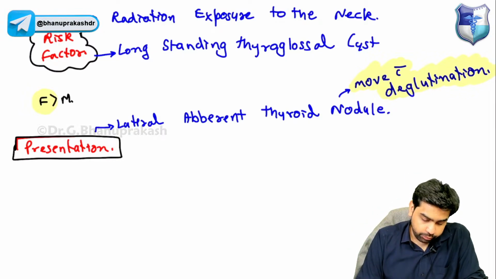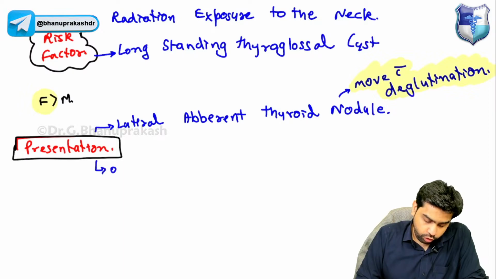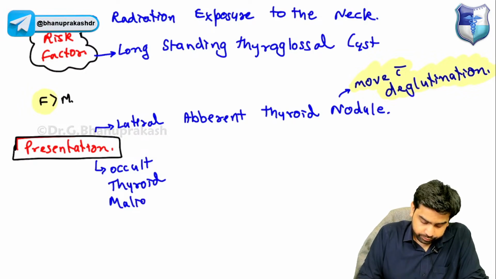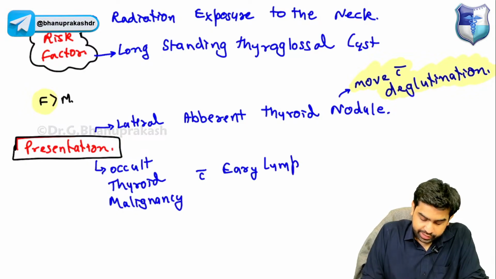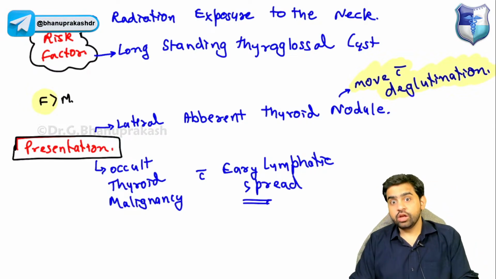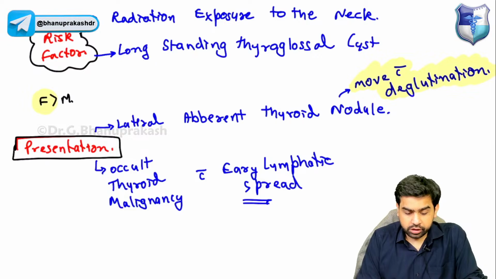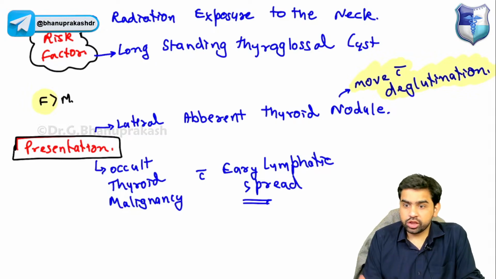Another thing it can come to you with is an occult thyroid malignancy with early lymphatic spread. Do you understand my point? Occult thyroid malignancy with an early lymphatic spread. This is how the patients can come to you. Do you understand my point? So what do you understand by an occult thyroid malignancy? What do you understand by occult?